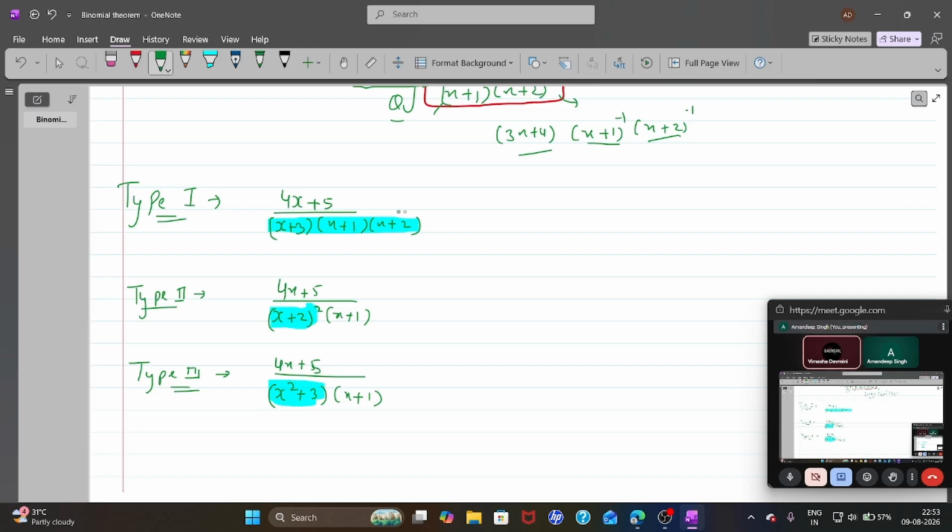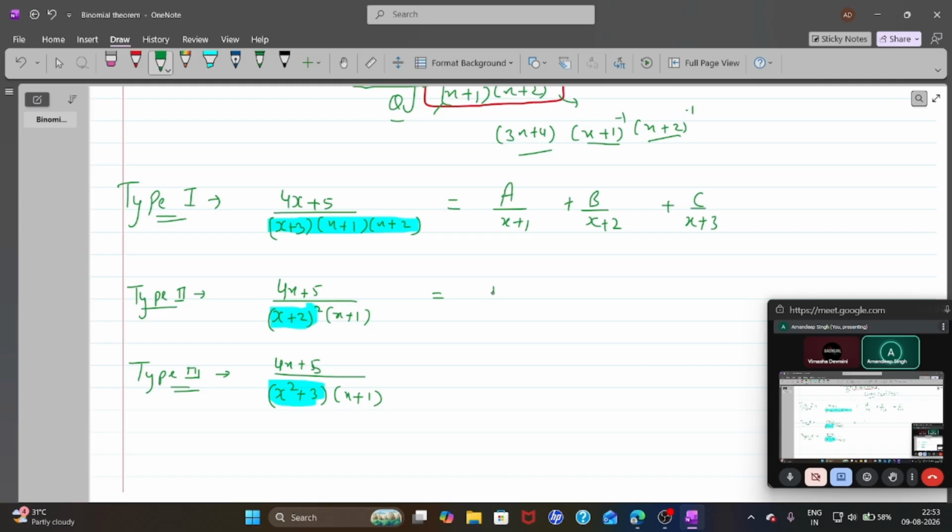Okay. So now the criteria. What is the criteria to solve this question? If we have a linear factor, we write a upon x plus 1, b upon x plus 2. This is the beginning step of the partial fraction, the criteria, like how we have to start it. The next steps I'll explain you one by one. If I explain you the types briefly.